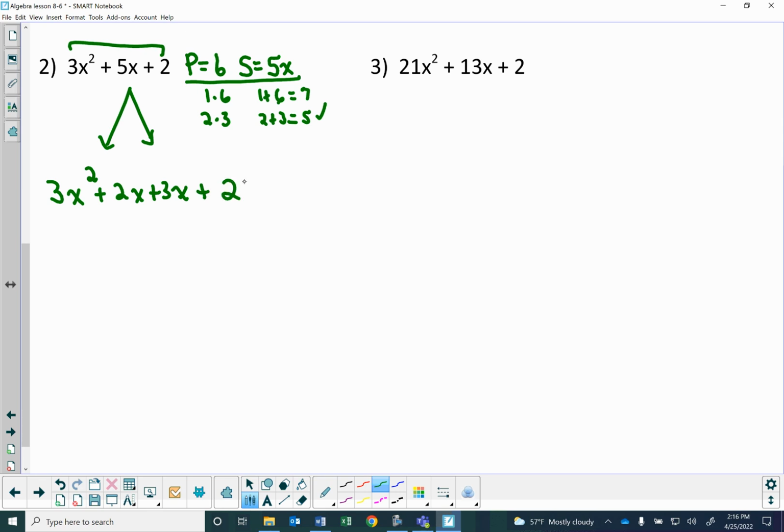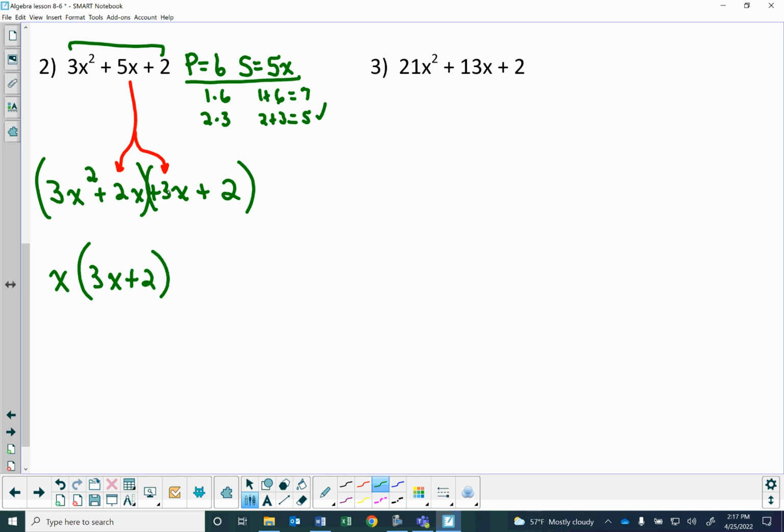So I rewrote my middle term. I rewrote that middle term of 5x as 2x plus 3x, because 2x plus 3x is 5x. Now I'm going to factor by grouping. First 2, last 2. Notice how you always put the sign in front of your number and inside the parenthesis on the second parenthesis. The greatest common factor out of 3x squared plus 2x, I can factor out an x again. So I'm left with 3x plus 2.